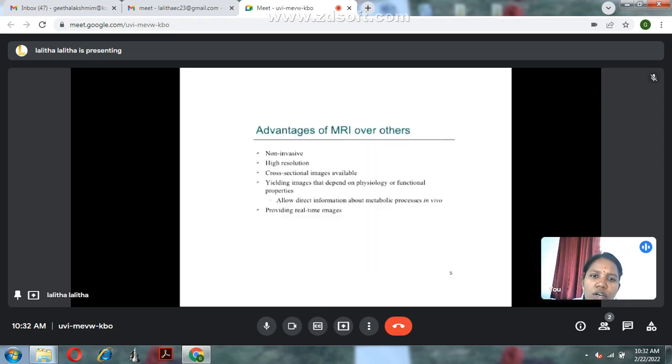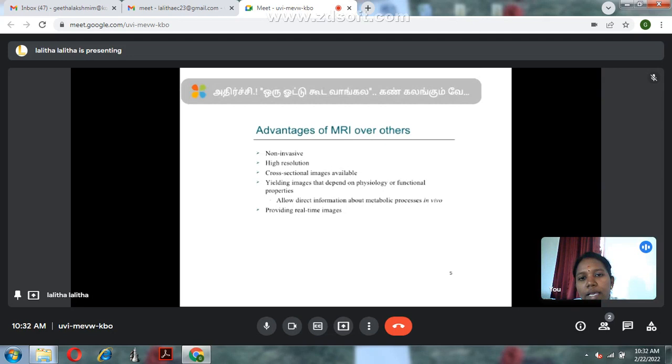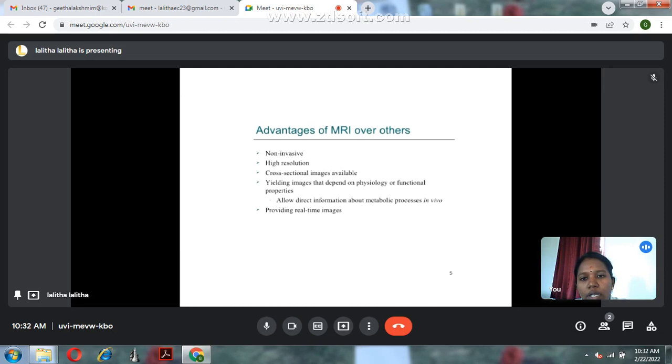Next, advantages of MRI over others. Others means CT scan and X-ray. Compared to CT and X-ray scans, MRI has these advantages: non-invasive, high resolution, cross-sectional images available, yielding images that depend on physiology or functional properties, allowing direct information about metabolic processes in vivo, and providing real-time imaging. These are the advantages of MRI. It is non-invasive, gives high resolution and cross-sectional images, and provides real-time images.